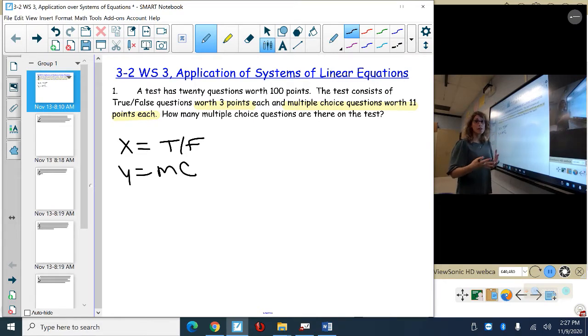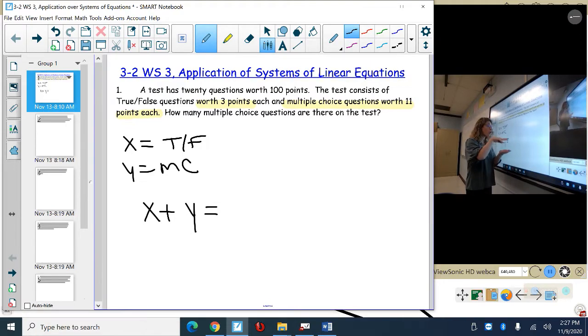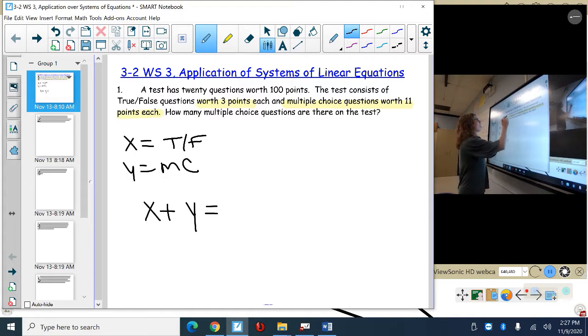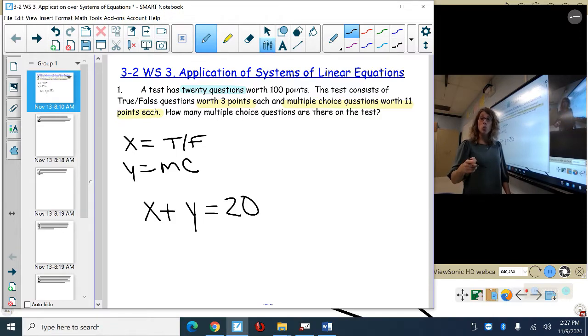Now, my first equation is going to be how many total questions are on the test. Because that means all of my true and false questions plus all of my multiple choice questions has to equal my total questions that I have on my test. Well, how many total questions are on the test? It says that there are 20 questions. So that means this has to equal 20 because there are 20 total questions on the test. So all the true and false plus all the multiple choice has to equal 20 questions.